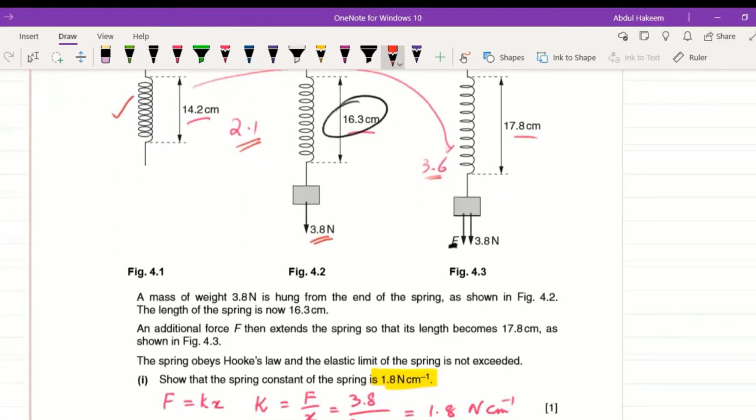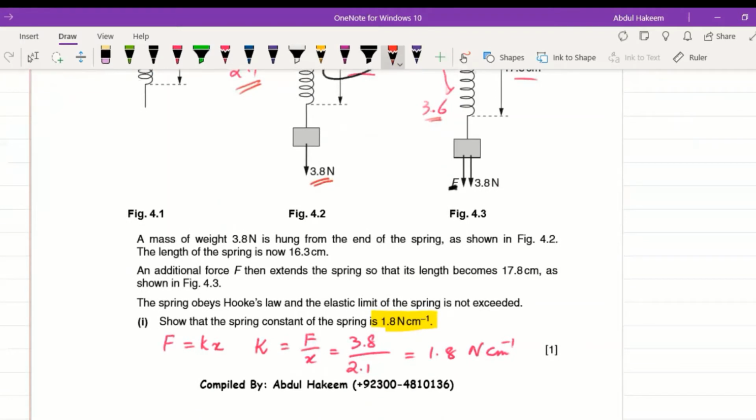The question is, a mass of weight 3.8 Newton is hung from the end of the spring as shown. The length of the spring is 16.3. Additional force F then extends the spring and the length becomes 17.8 as shown. The spring obeys Hooke's law and the elastic limit is not exceeded. Show that the spring constant is 1.8 Newton per centimeter, not meter.